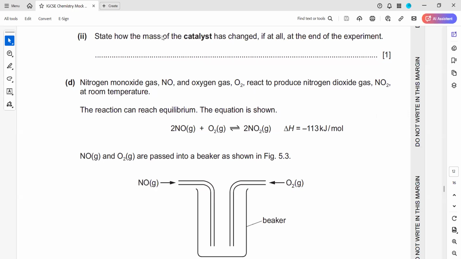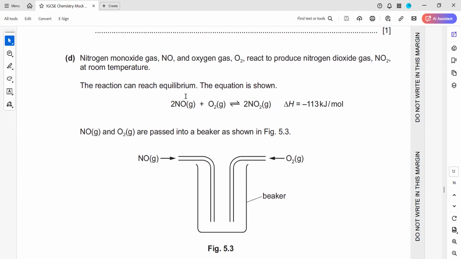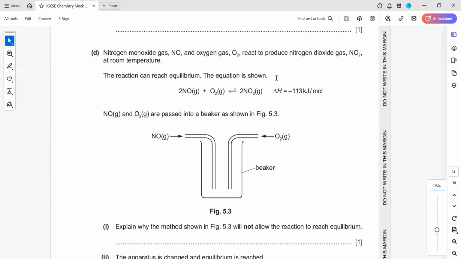Nitrogen monoxide, NO, and oxygen gas react to produce nitrogen dioxide at room temperature. The reaction can reach an equilibrium. Equilibrium means the rate of the forward reaction equals the rate of the backward reaction, and there is no change in the concentration. And the enthalpy change is negative. Delta H is negative. What does this indicate? If delta H is negative, this indicates the reaction is exothermic.